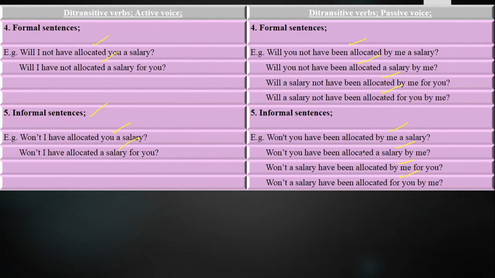So these are the sentences of the ditransitive verb allocate from active voice into passive voice in four ways in future perfect tense. Hope you got today's lecture.